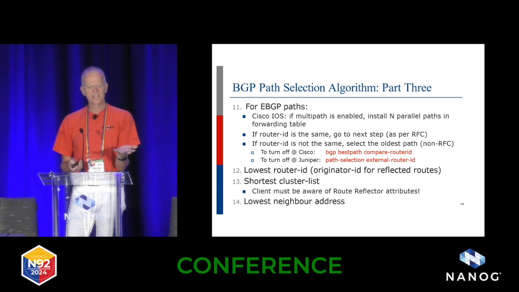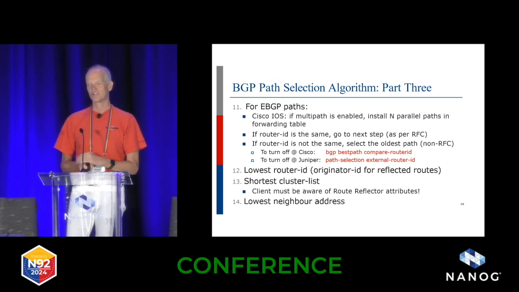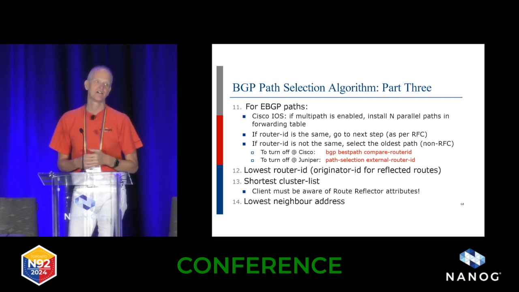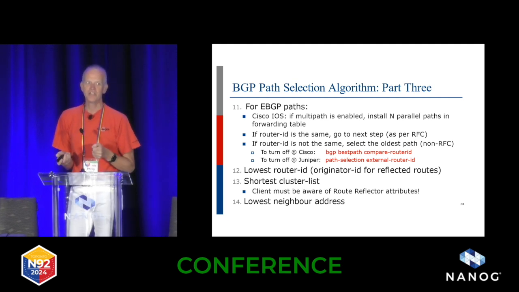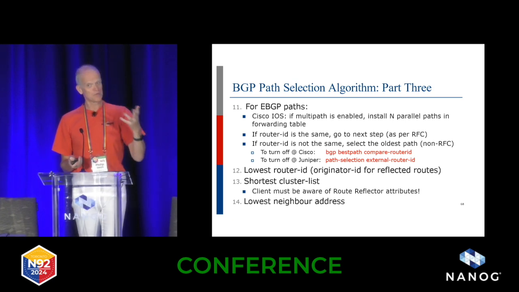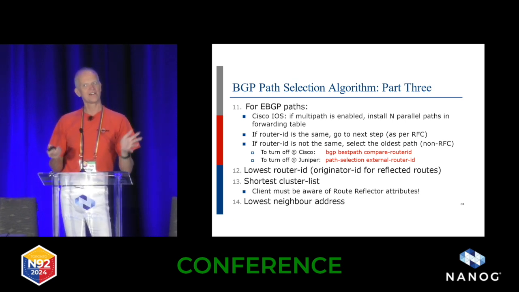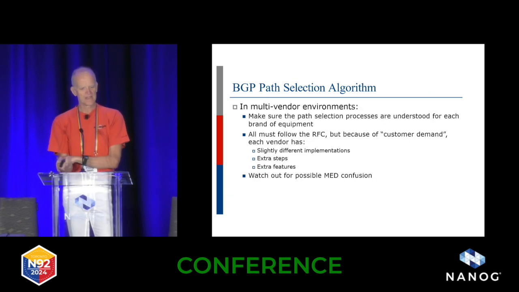Once you're down to the lowest neighbor address for the path selection algorithm, things are pretty bad. You really don't want to be on this page at all if you're controlling your external policy properly. Well, at least when I'm doing all the BGP workshops, just stay off page 3. Page 1, ideal. Page 2, you're starting to get dependencies in your own network. Page 3, no way.